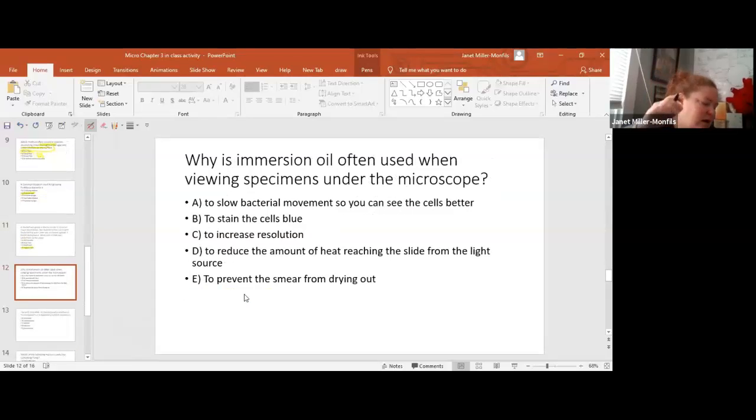All right, now I know that we don't talk a lot about microscopy, like they had you skip the microscopy part of this chapter, chapter 3, but I know in lab this week we are looking at some microscopic techniques. Some of you aren't in my lab section, but since we do use a lot of microscopes, I thought this was still an important question. So why is immersion oil used when viewing specimens under a microscope?